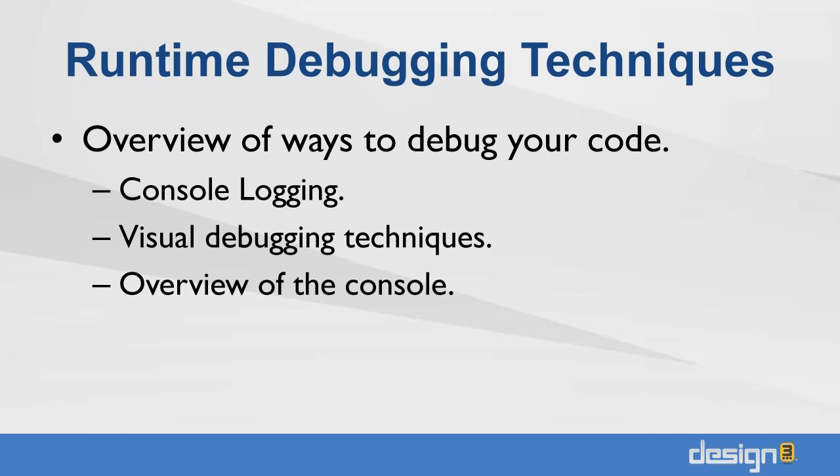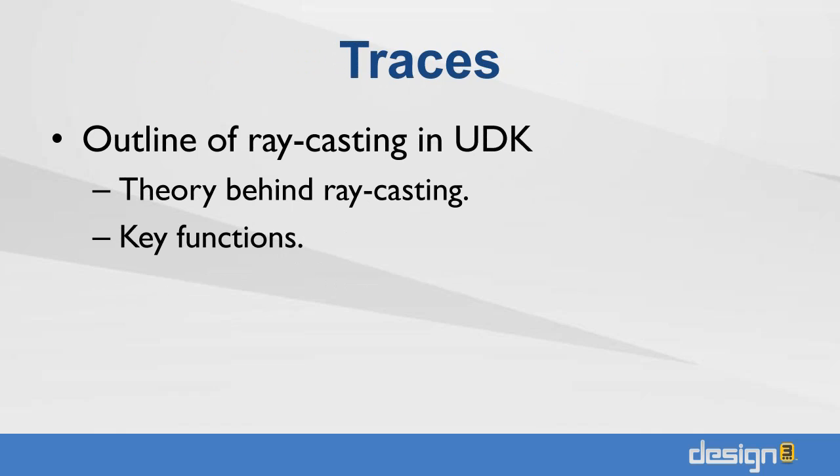I'll go through a thing I like to call runtime debugging techniques. This is just an overview of ways to debug your code without resorting to a debugger. So this includes console logging, visual debugging, and an overview of the in-game console. Now, this is just techniques you can use to diagnose problems and bugs in your code while the game is running. If you have experience in other game engines and stuff, you'll probably already be familiar with a lot of these techniques, but I'm just including them anyway.